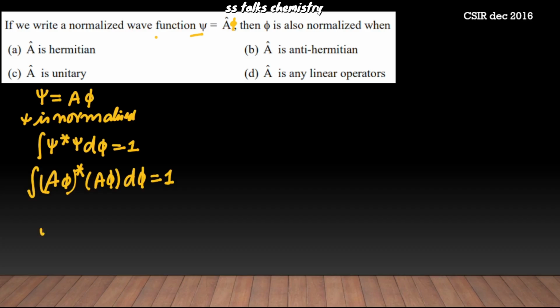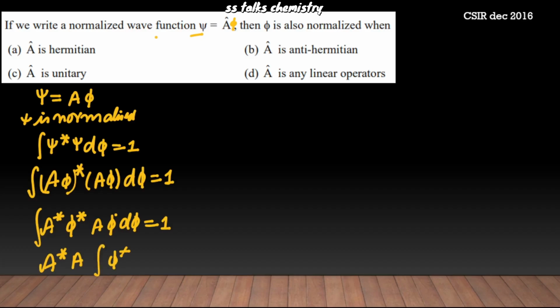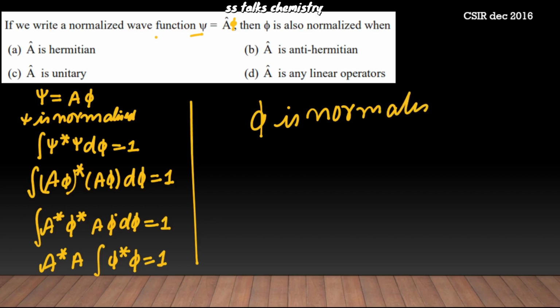And now it becomes A star into phi star into A into phi into d phi. This integration is equal to 1, right? So A star and A, I am taking outside. This is phi star and phi is equal to 1. Now the condition we have to apply is that phi is normalized, which means the integration of phi star into phi into d phi should be equal to 1 only, right? It should come out to be 1.